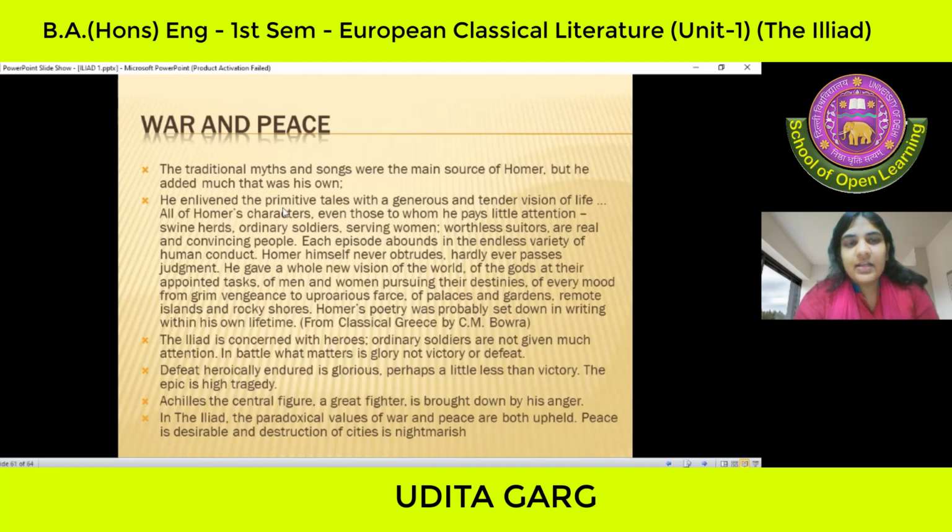So although victory or winning is something more glorious, displays more strength, brings more honor, defeat, if it is heroically endured, if people do not flee from battle, if they have the courage to face their opponent, then that is also a matter of glory, a matter of pride, which is given its due significance, its due importance in the epic. Now, the epic is a high tragedy.